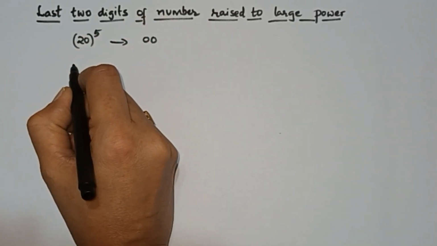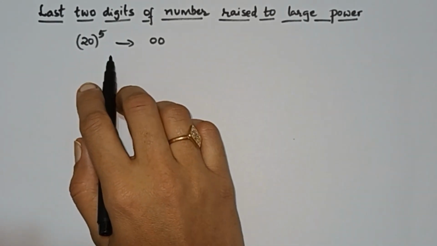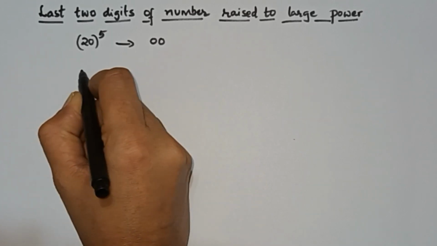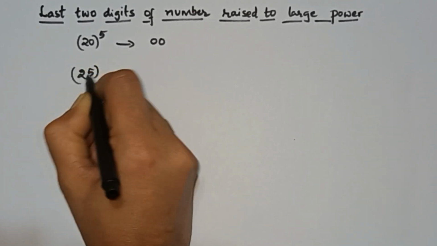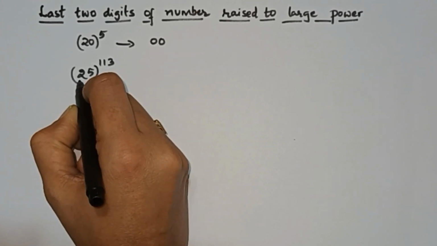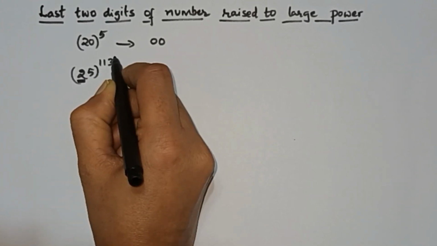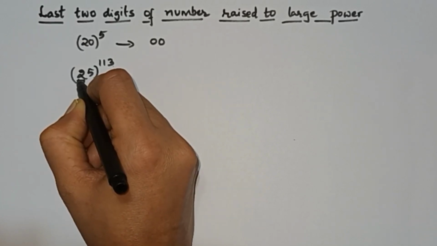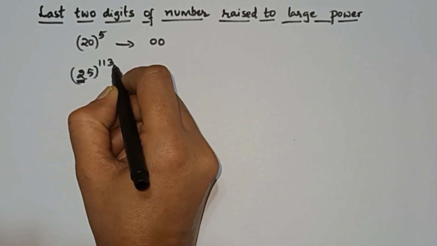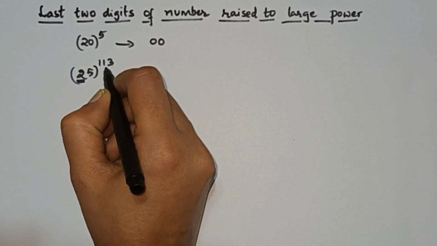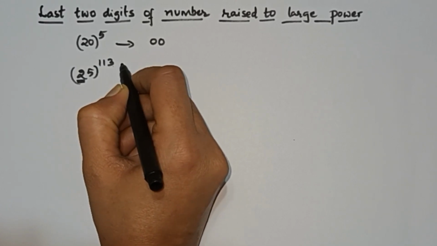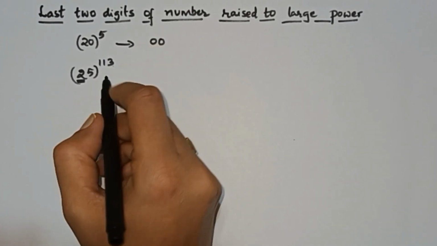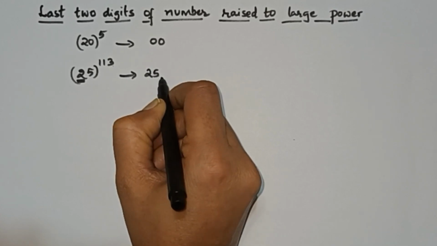If a number ends with 5, then you have to check the tens digit and the last digit of the power. For example, 25 to the power 113. In this case, the tens digit is 2 and the last digit of the power is 3. If the given number's tens digit is odd and the last digit of the power is also odd, then only the number ends in 75. Otherwise, in all other cases, the number ends in 25.